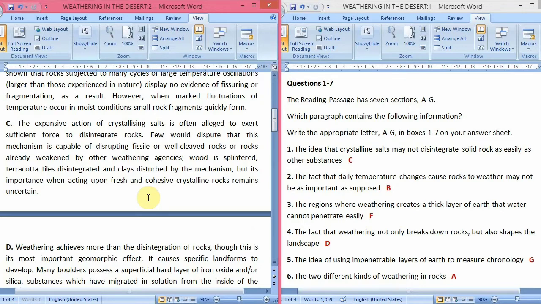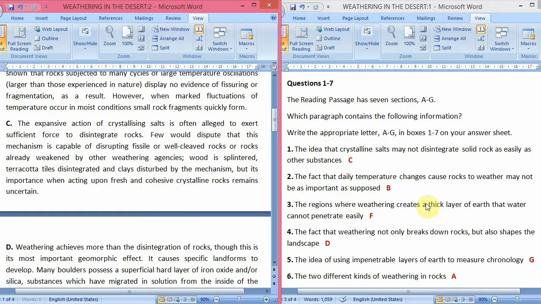So they are trying to say whether it would disintegrate fresh rocks, a solid rock which has no cracks in it, in the same manner. They don't know whether it would easily disintegrate that solid rock as it would easily disintegrate the weaker rocks that have cracks in them. So it is not sure, it is uncertain. So from this C paragraph, we get an idea that yes, the crystalline salts may not disintegrate solid rock as easily as they disintegrate other weakened rocks. So this is how the answer came for the first question.